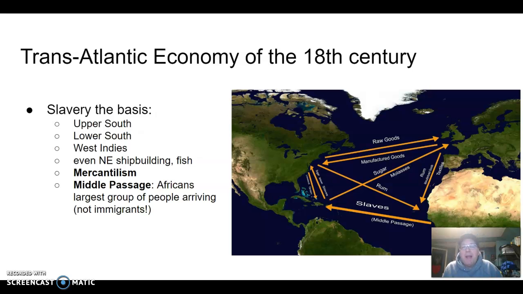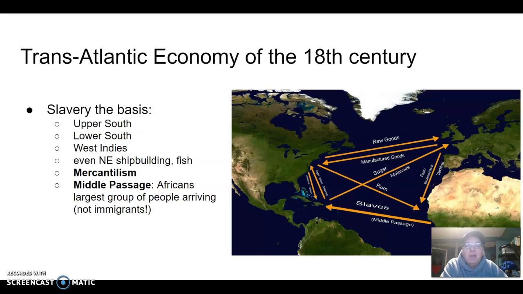And then the Middle Passage itself, which is the bottom of the map. Africans are not immigrants. Immigrants implies you want to come over. They are unwilling people. But the largest group of people being transported to live in the New World in the 1700s is Africans. So again, they're not willing people. I can't call them immigrants, and shouldn't call them immigrants, but that's the biggest group of people coming over, quote unquote, is enslaved Africans. So it's the everything to this period.